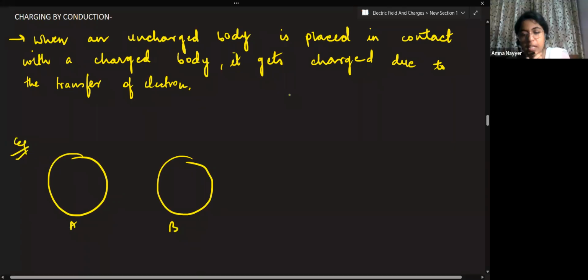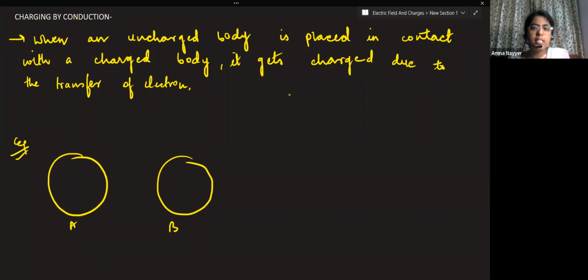Repulsion or attraction depends on the types of charges that are present, whether positive or negative. What I am telling you here is, if both of these objects are identical, as in two spheres, then the radius can be equal. If both of them have equal radius, then we say the objects are identical. So identical means similar in size or any dimension.